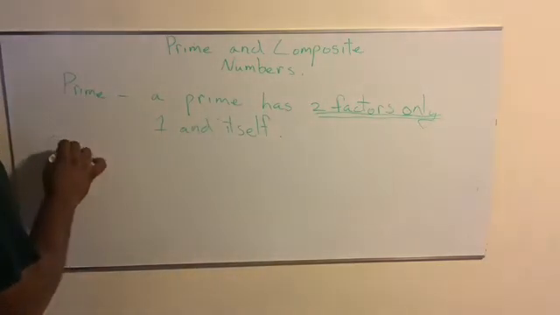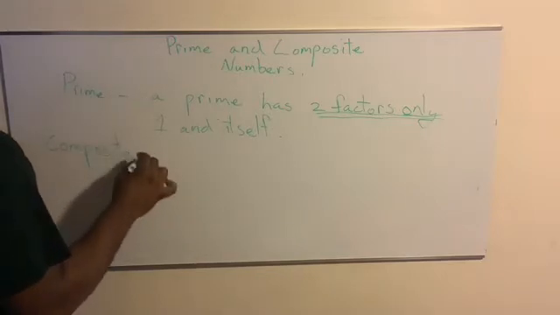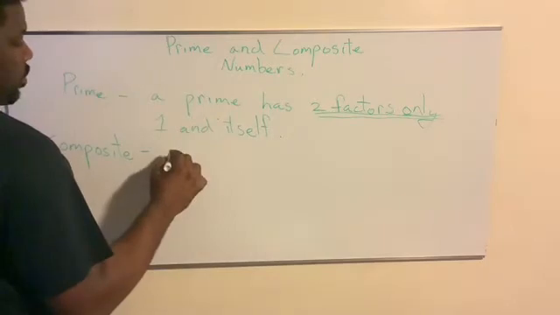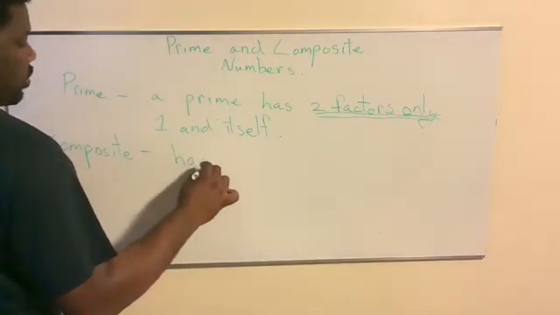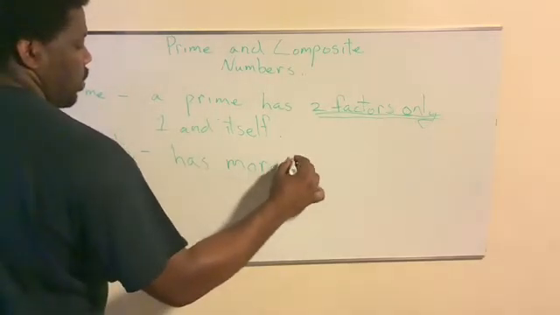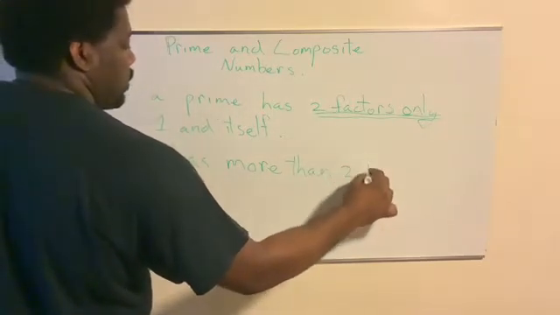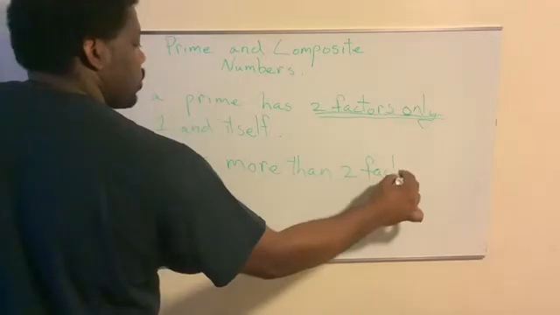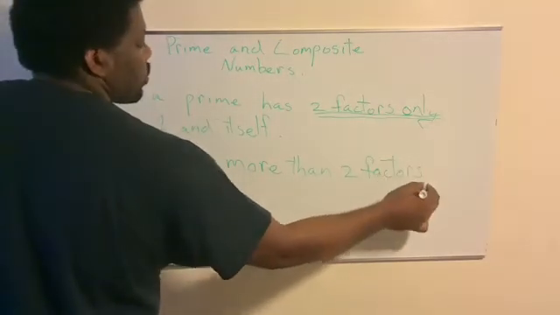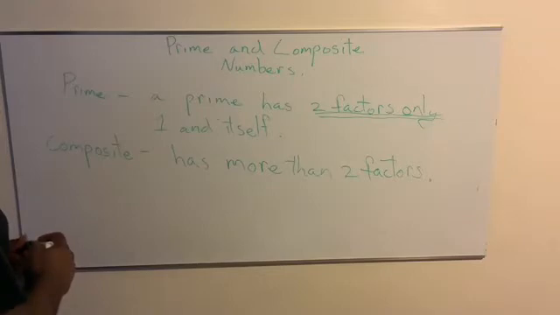Composite. Has more than two factors. Okay, so a prime number has two factors only, one and itself, and a composite number has more than two factors.